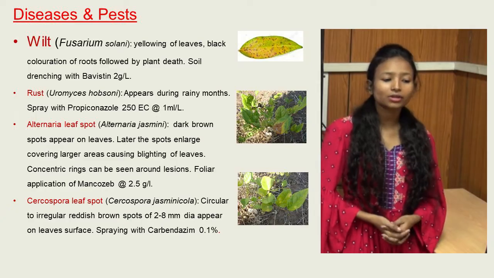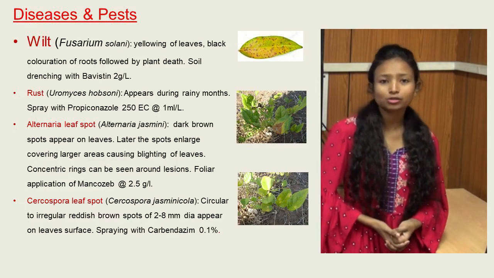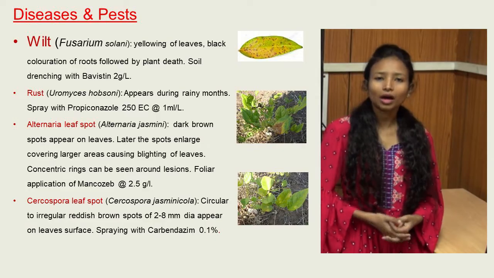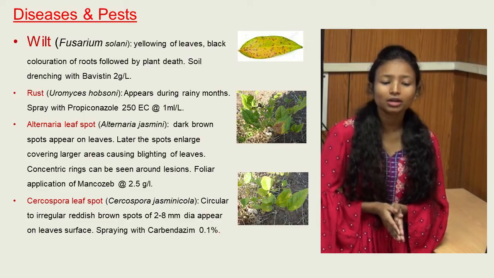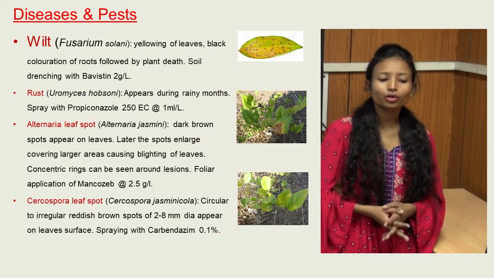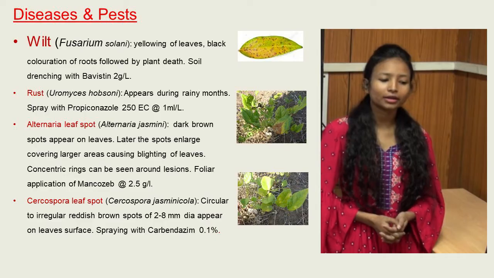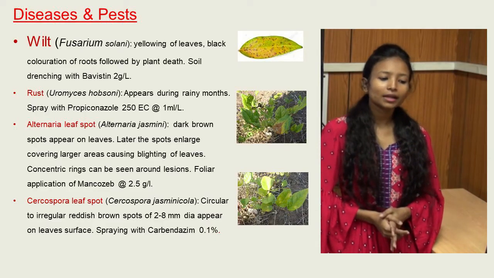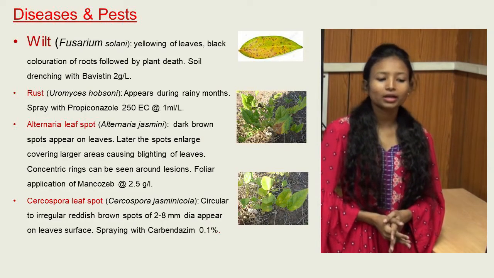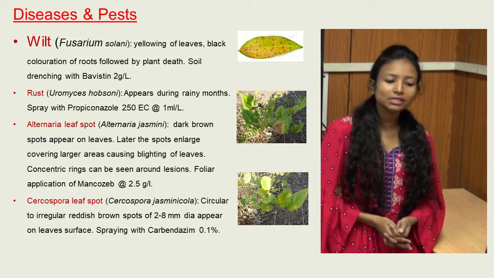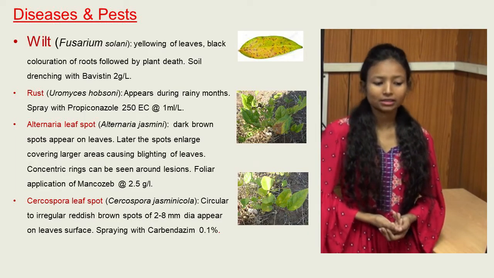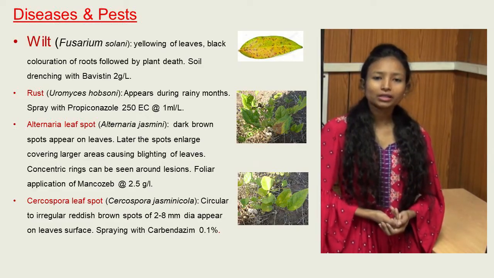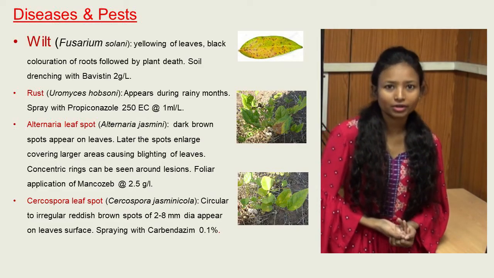Then the second disease is rust. It is a foliar disease caused by Uromyces hobsoni, and it mainly appears during rainy months, and you can observe brown pustules on the surface of the leaves. This disease can be controlled by the spray of propiconazole at the rate of 1 ml per liter. Alternaria leaf spot is another foliar disease caused by Alternaria jasminii, in which dark brown spots appear on leaves, and later when they enlarge, it leads to leaf blighting. It can be controlled by the spray of mancozeb 2.5 gram per liter.